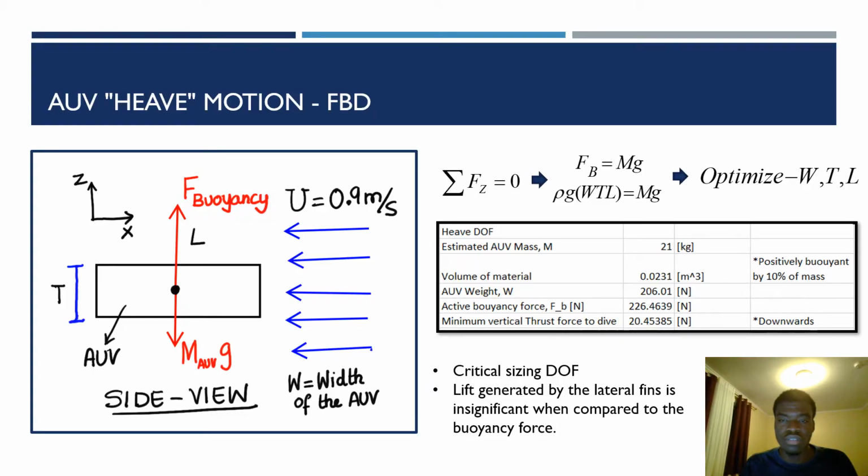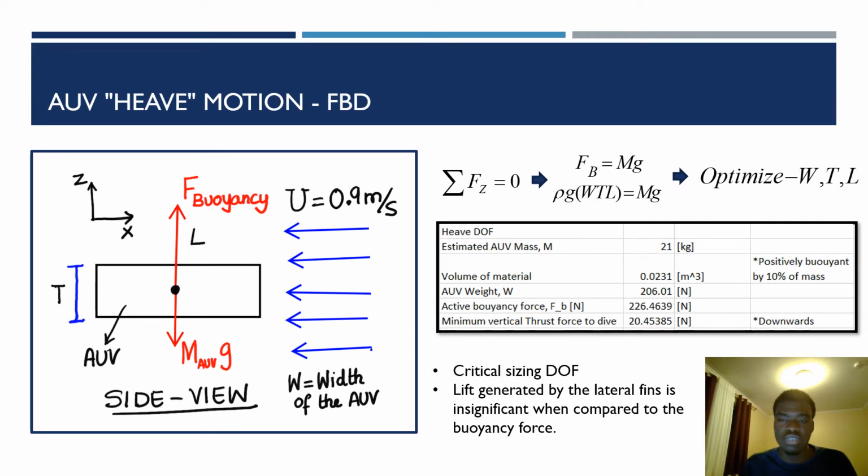In the heave direction, the forces acting on the AUV are determined to be the buoyancy force and the weight of the AUV. The lift force generated by the lateral fins is considered insignificant when compared to the buoyant force. To satisfy the competition buoyancy requirements, the force balance in the heave direction is used to determine the volume of material required for the AUV to be positively buoyant by 10% of its mass when it is inactive.